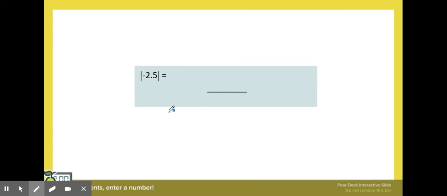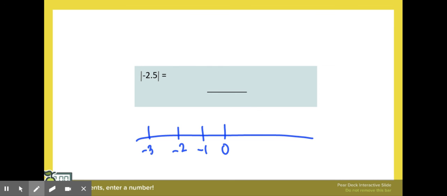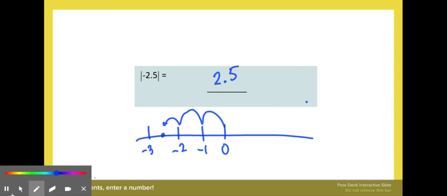What about the number negative 2.5? If I want the absolute value of negative 2.5, how far is 2.5 from 0? Well, I would have to jump from 0 down to negative 1, down to negative 2, and then I would have to jump another half. So it would be 2.5 jumps away. So it would just be a positive 2.5. So again, the big takeaway is absolute value is always a positive number.